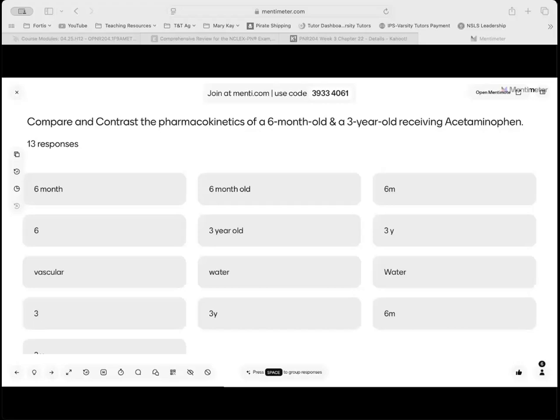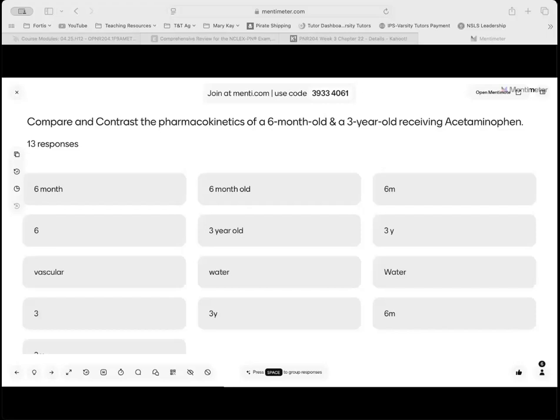Our 6-month-old has approximately 70 to 80% body water, so it's going to increase that volume of distribution. They also have less body fat, so that's going to impact it as well. We don't have fat blocking our road here. Our toddlers are going to drop their total body water to about 60 to 65%, so we're not moving as quickly through the body here. They also have more fat to get in the way.